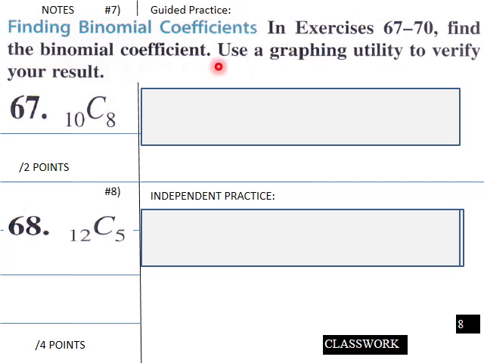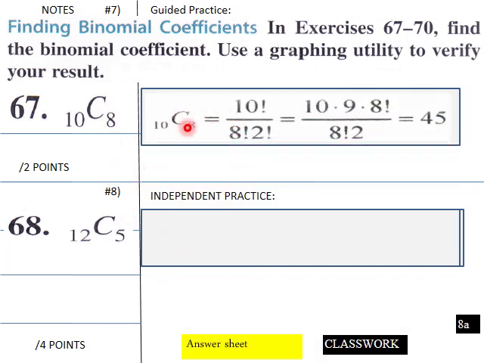Then let's try one here. Find a binomial coefficient. Use a graphing calculator to verify your results. So we have 10 choose 8. This is yours down here. So for this one here, 10 choose 8, you would come up with this here. Here's your formula for that one, and you come up with 45 as your result for 10 choose 8.